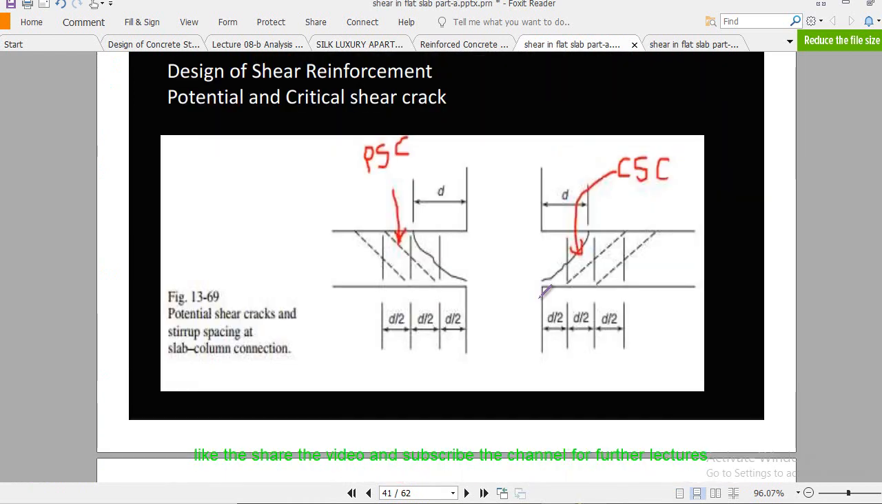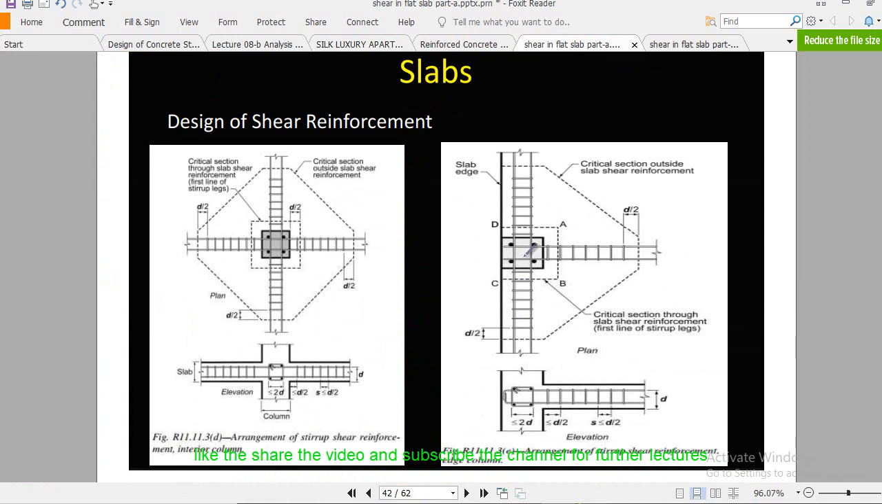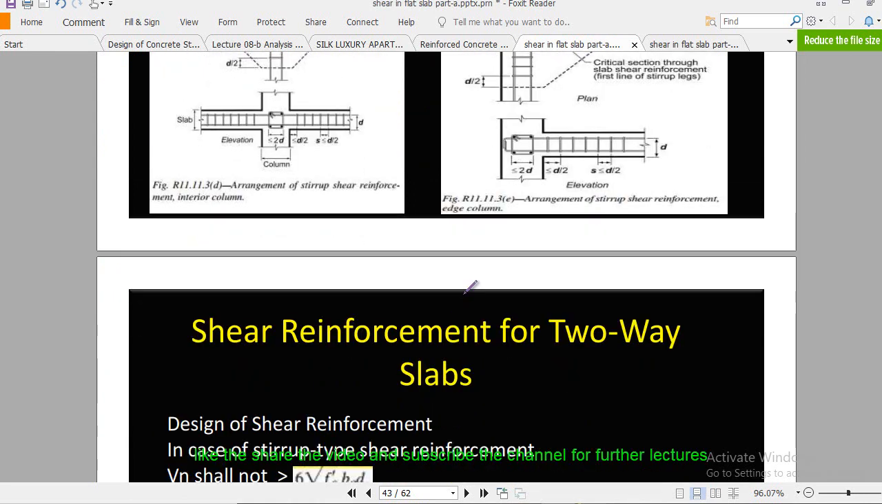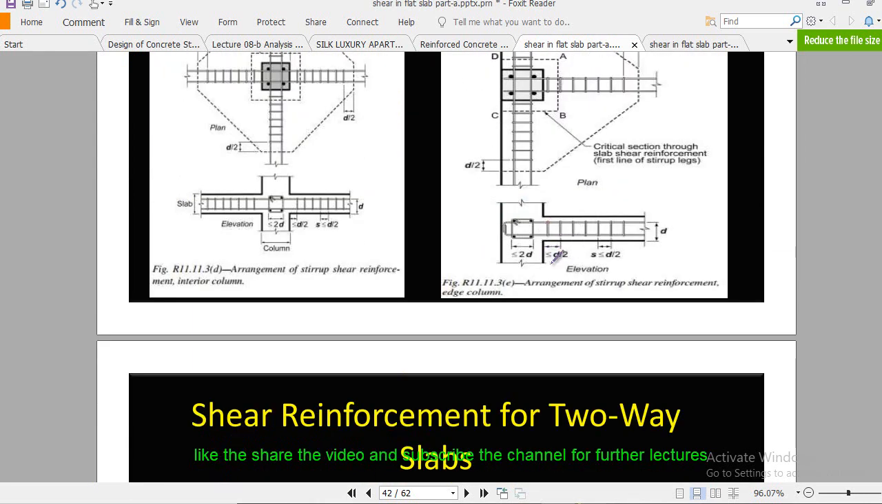Clear? And the next one is the arrangement. I already shared this arrangement. The first stirrup should be placed at a distance less than or equal to d by 2. And remember these bars, the stirrup bars, which are basically provided in the case of integral beam bars. Remember, this is very important.